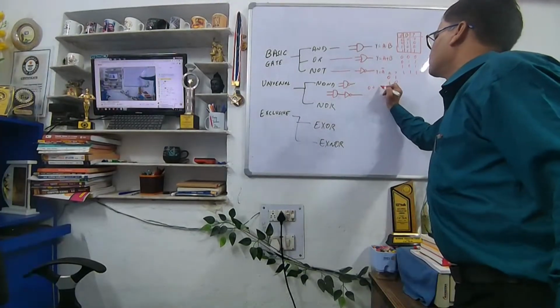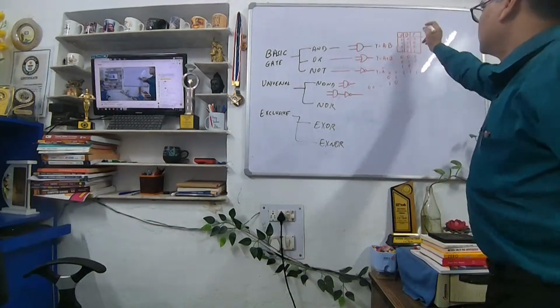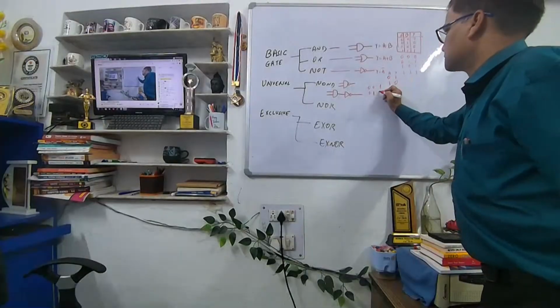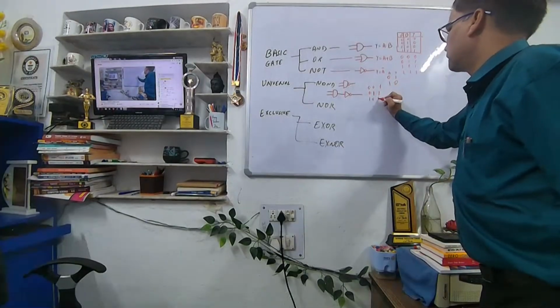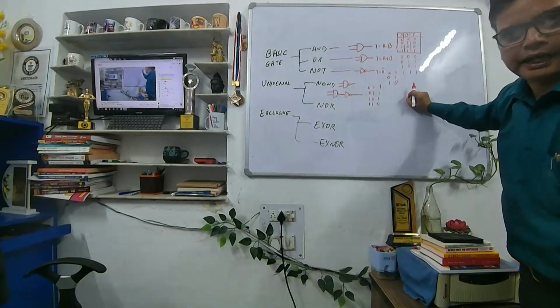So 0, 0 was 0, so it is 1. 0, 1 was 0, so it is 1. 1, 0, it is 1. And 1, 1, it is 0. So this is the truth table of NAND gate.